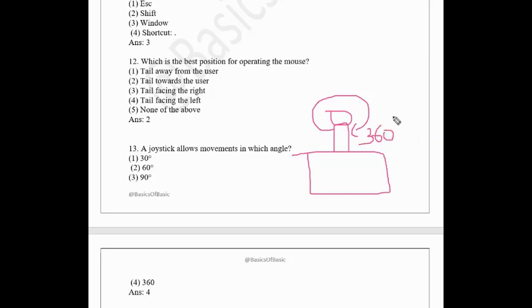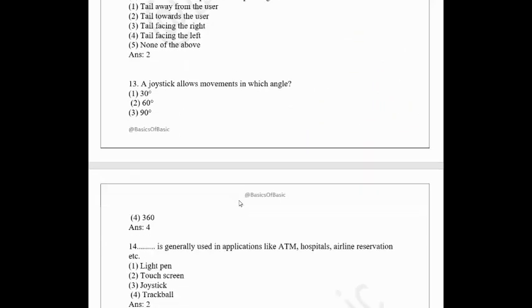A joystick allows movement in which angle? So the answer is 360 degree. If you have used gaming laptops and all, you would have seen a joystick will be like this with the stick on this. So this can be rotated 360 degree for operation. Okay, it can be gaming. Usually it will be used for gaming itself. Okay, so it can be rotated for 360 degree.